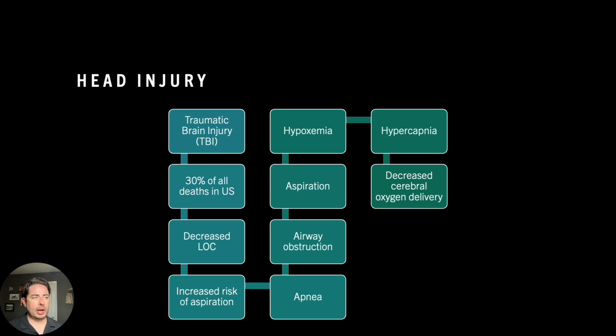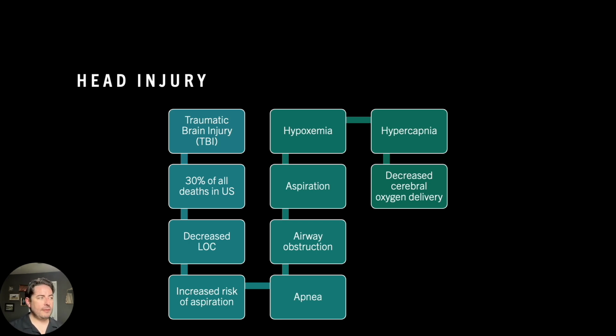Patients with traumatic brain injuries typically exhibit a decrease in level of consciousness, which will significantly increase the risk for aspiration. Oftentimes these patients will exhibit apnea secondary to airway obstruction in the setting of decreased or complete loss of consciousness, which increases their risk of aspiration.